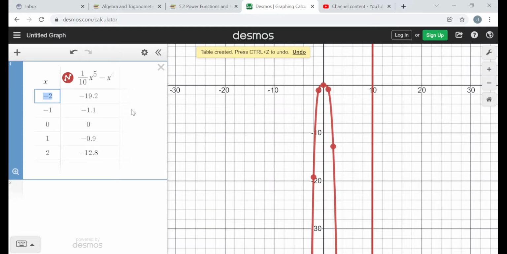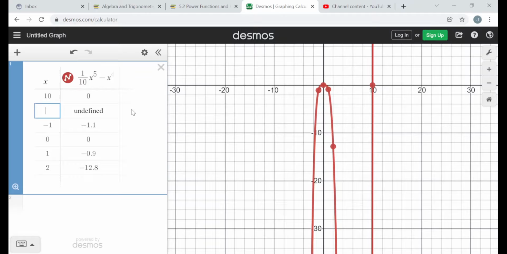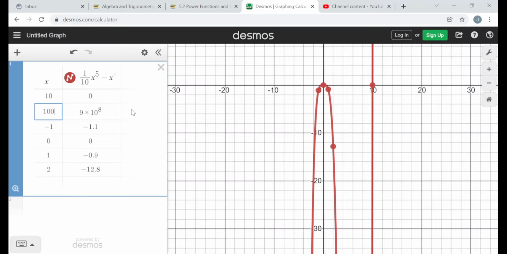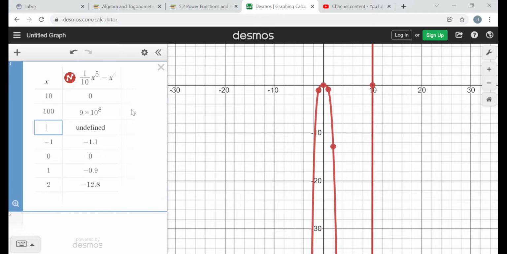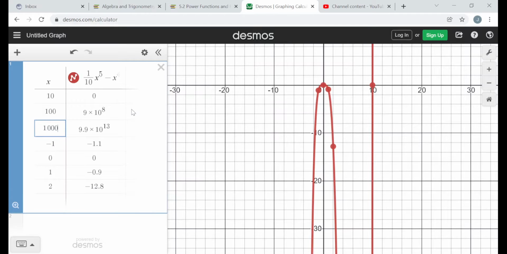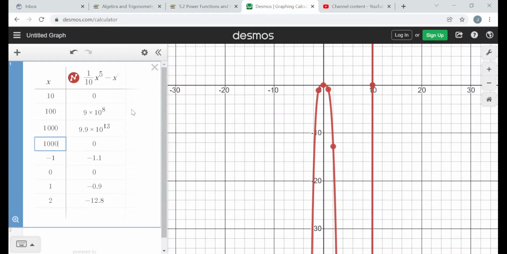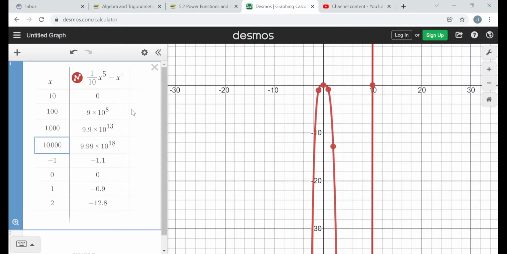and again, let's just plug in, say, 10. So you get an output of 0. Plug in 100. The output's, what is that? 900 million. It got big quick. 1,000, huge. 9.9 times 10 to the 13th. 10,000, even bigger. 9.99 times 10 to the 18th. So as x goes to infinity, as I move to the right, the graph's going up. The outputs are going to positive infinity.